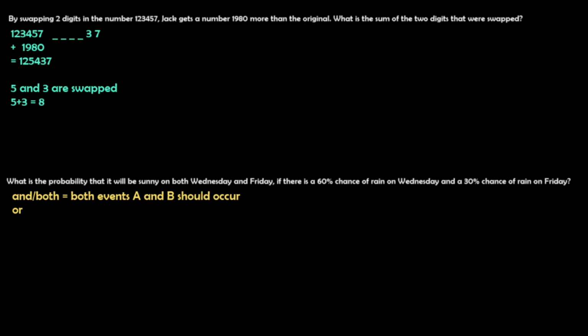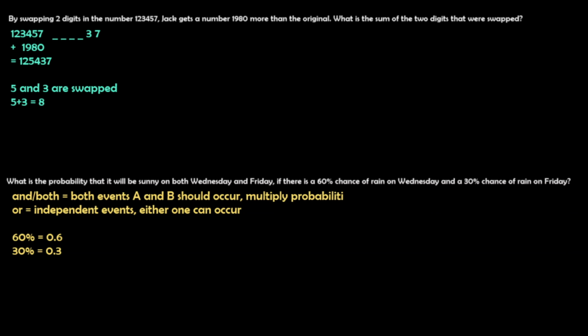Like if it's sunny on Wednesday, that's event A, and if it's sunny on Friday, that's event B. And or in probability means that either one can occur. So in that case we would add probabilities because we're increasing the chance that one event would occur. So 60% equals 0.6 and 30% equals 0.3. We'll use this just so we can multiply. We just write down what and both and or mean. Multiply probabilities and add probabilities.